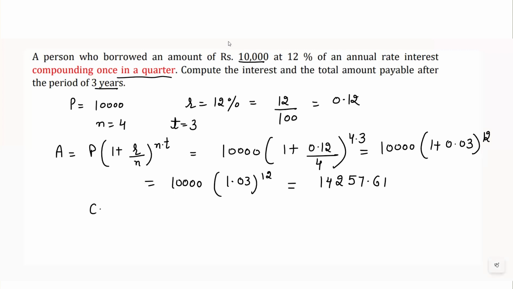Now we have to find the compound interest. Compound interest is always equal to amount minus principal. We'll write here 14,257.61 minus 10,000, which is equal to 4,257.61 rupees.